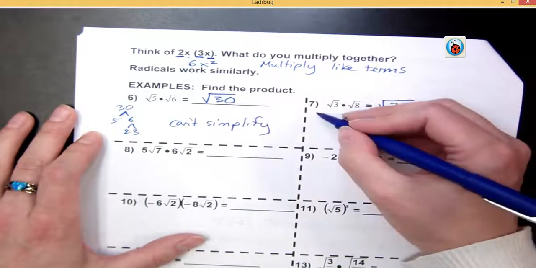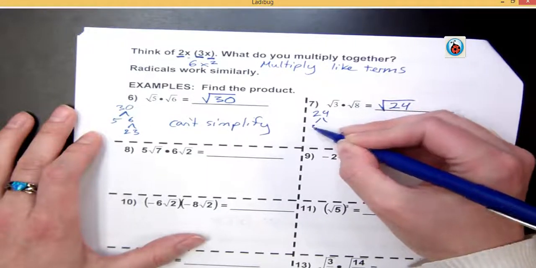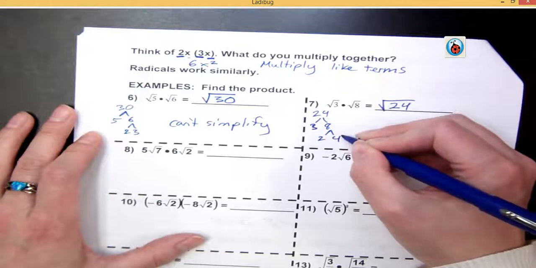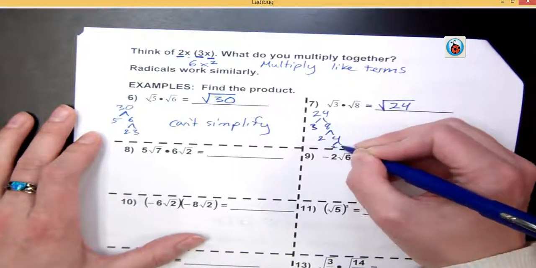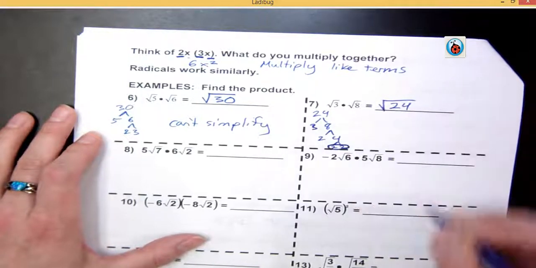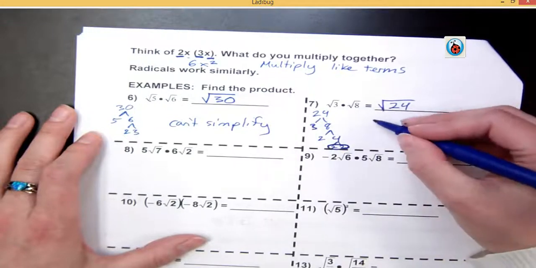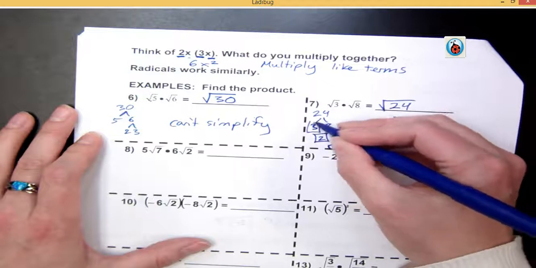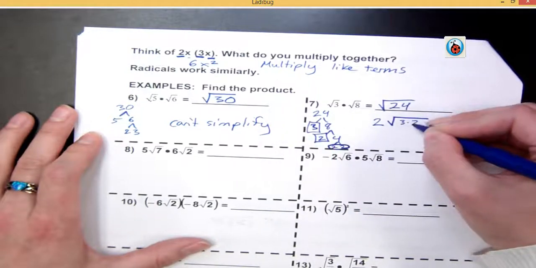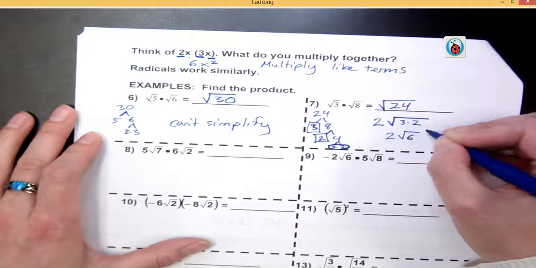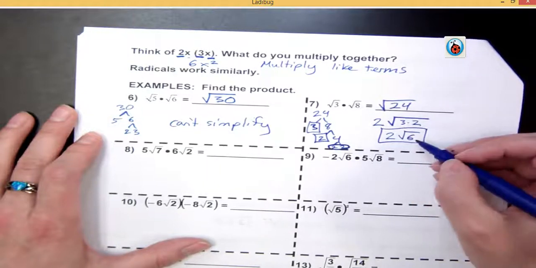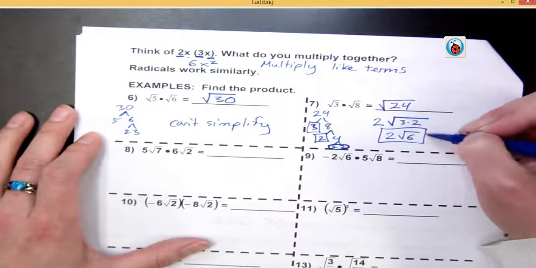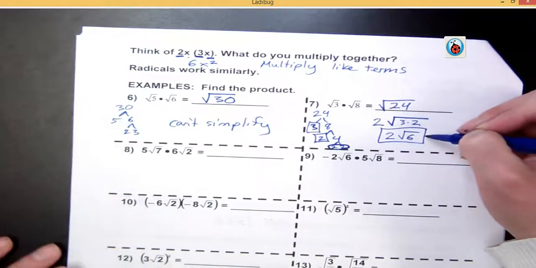This one does divide down, so 24, 3 and 8. 8 does divide down farther to 2 and 4. You might recognize that perfect square already. That goes to 2 and 2. That's our doubles. So our doubles go outside, keep our square root symbol, and then we have a 2 and a 3 left over that we multiply inside to get 2 root 6. So 2 root 6 is the same as root 24, but it's a simplified form. Just like we always reduce fractions, we always simplify our square roots.